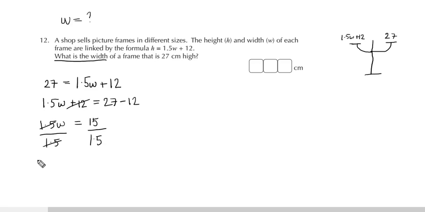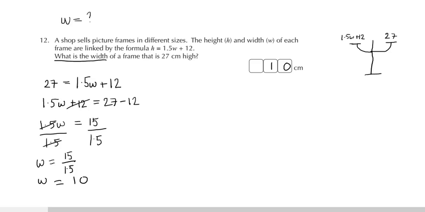So w equals 15 divided by 1.5. Hopefully you'll just realize that 15 divided by 1.5 equals 10, or 1.5 times 10 equals 15. Hopefully you'll be able to see that relationship, so it'll be fairly easy for you to do. Actually, what I'll do is write it underneath here. So w equals 10. That's my final answer, 10 centimeters.